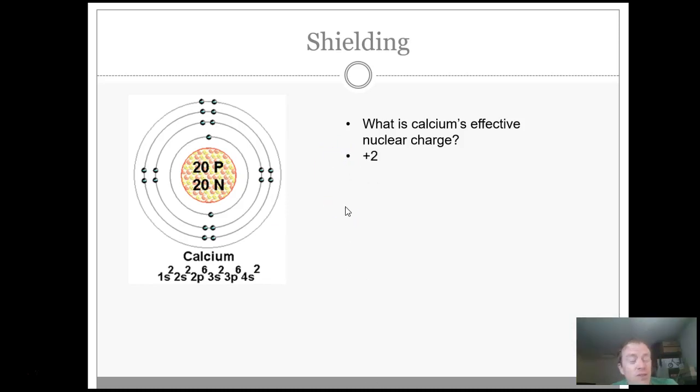So hopefully you got +2. 20 protons, that's positive 20. If you count these interior electrons, there's 2, and then there's 8, that's 10, and another 8, that's 18. So there are 18 electrons in between these two valence electrons and the nucleus. So positive 20 is canceled out by 18 negative units of charge. These guys are experiencing an effective nuclear charge of +2.